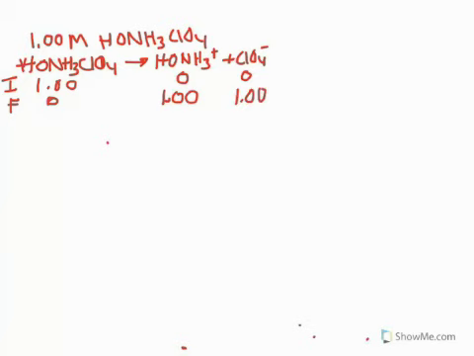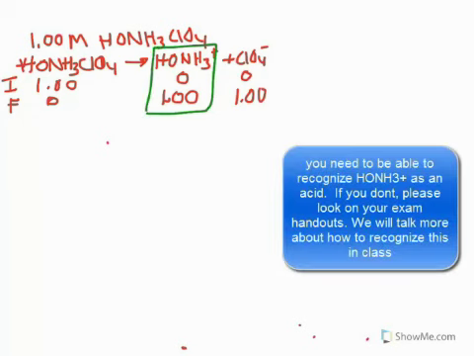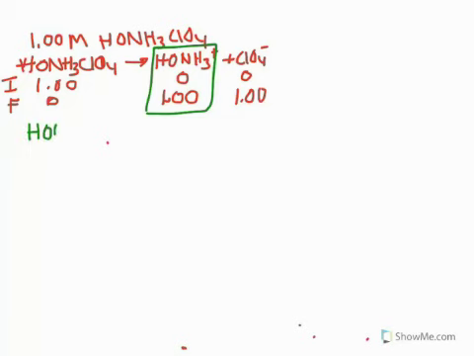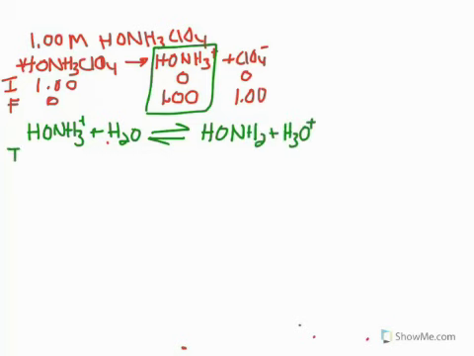Now, out of this, the HONH3 plus is an acid, so I take that and react it with water. HONH3 plus water, and again, this is a reaction everybody should be familiar with. Double arrow because they're all weak, giving HONH2 plus H3O plus. And we set up a nice table, initial, change, equilibrium. This is 1.00 HONH3 plus to begin with. Water we don't care about. 0 HONH2 and 0 H3O plus.